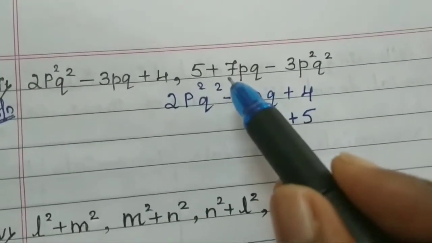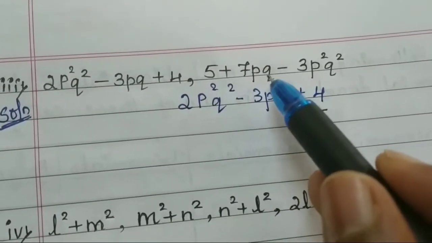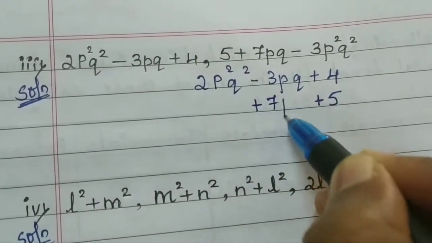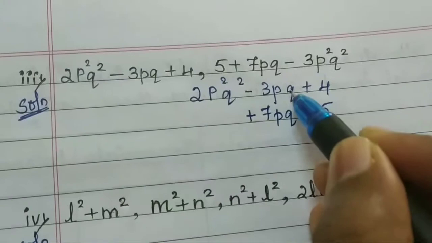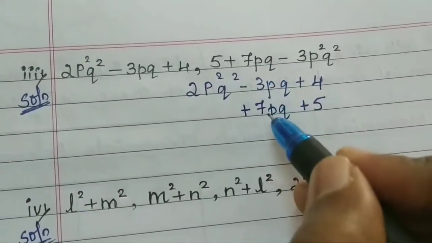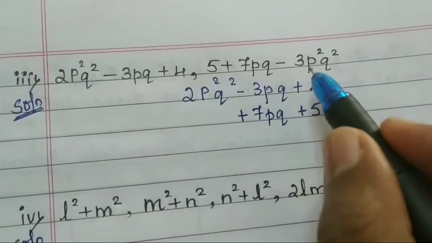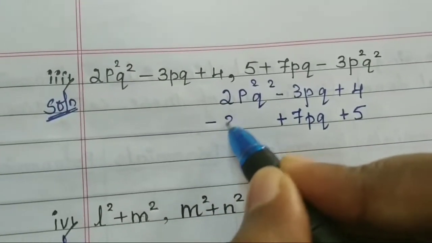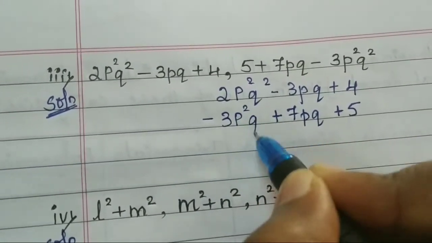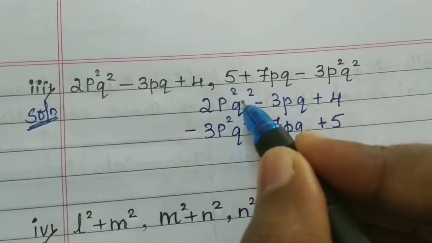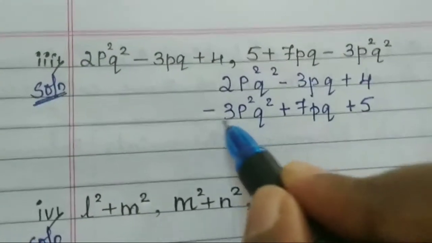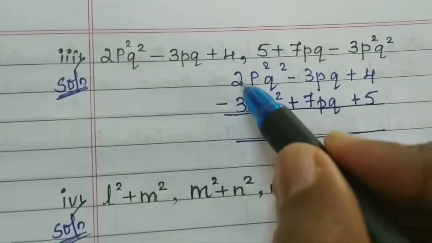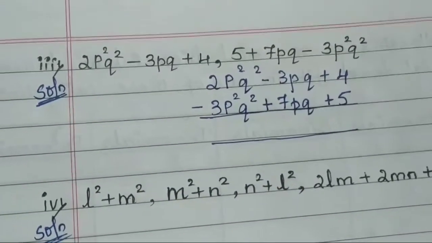Next, 7pq is given. This 7pq is going to be written below this pq. Next is minus 3p square q square. We will write minus 3p square q square below this 2p square q square. Now we have to add this.